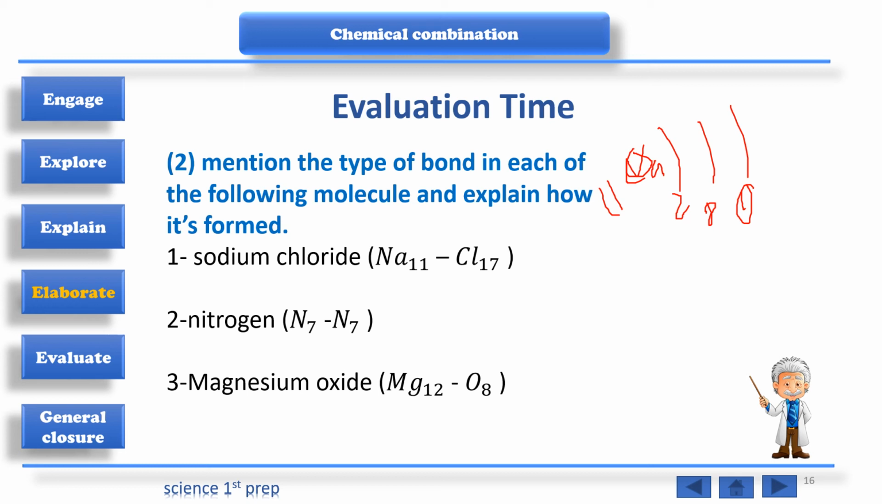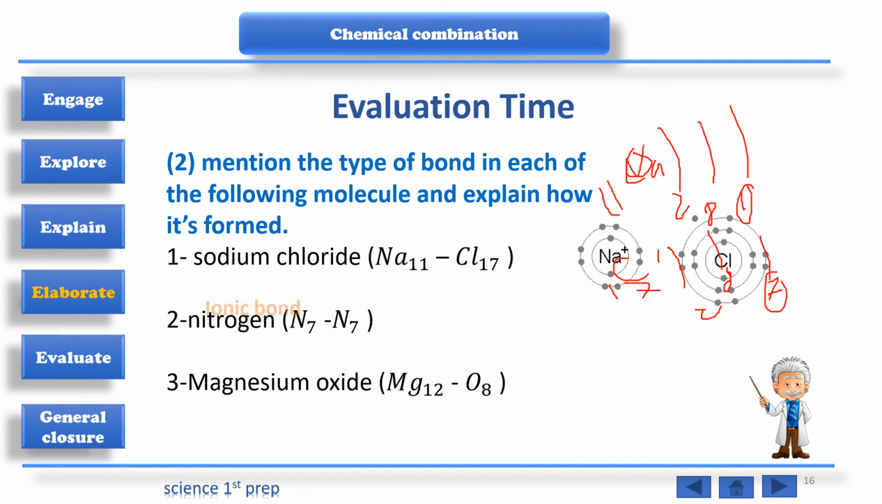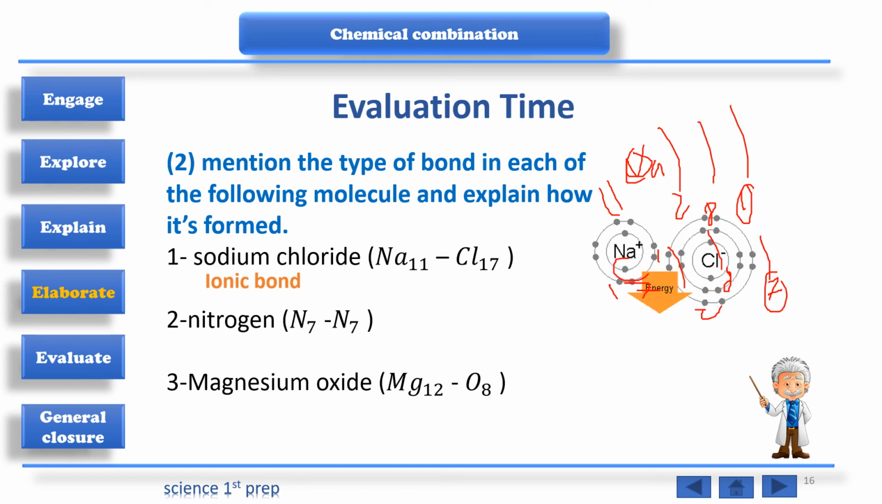And chlorine, Cl 17, yes, 2, 8, 7. So this is non-metal. It's between metal and non-metal. So this is, yes, ionic bond, as we can see. Sodium loses an electron, and it goes to the chlorine, becoming positive.